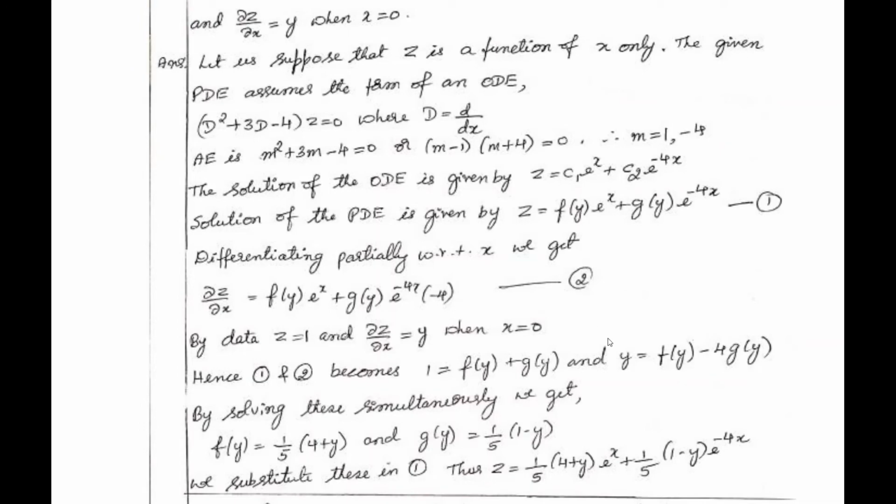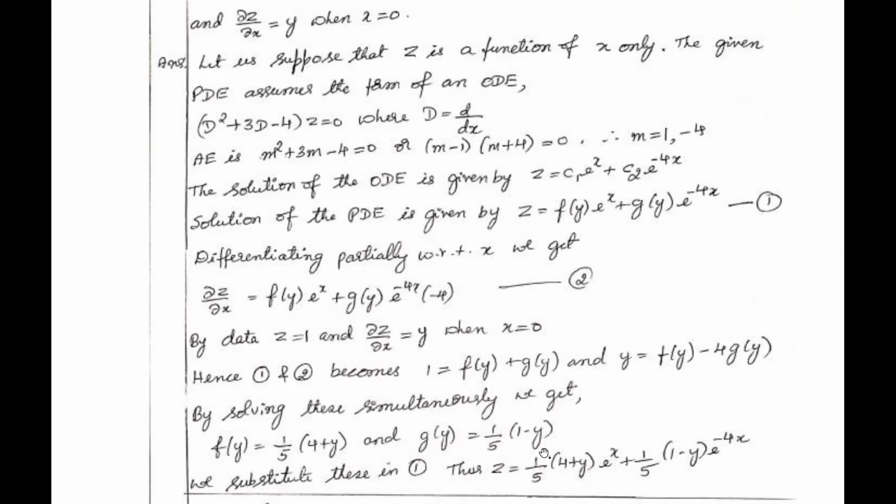Now we shall solve these two simultaneous equations 1 and 2. First, if we subtract 1 minus 2, we will get here 1 minus y is equal to f of y minus f of y, which cancels, and g of y minus of minus will become 5 times g of y. So 5 times g of y is equal to 1 minus y. So g of y will be 1 by 5 into 1 minus y.